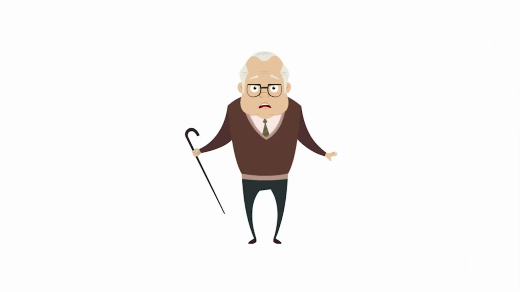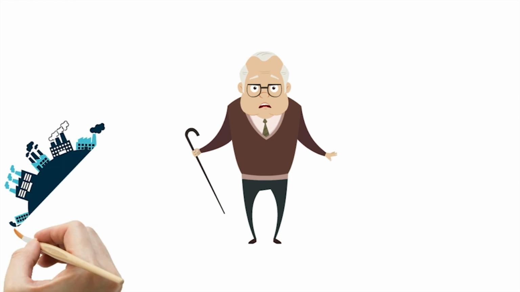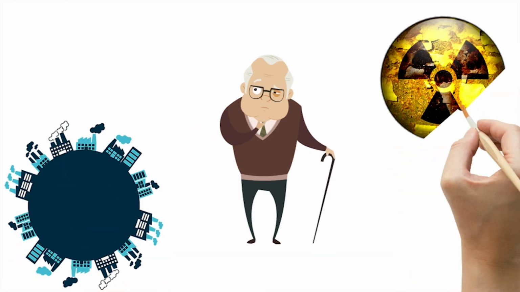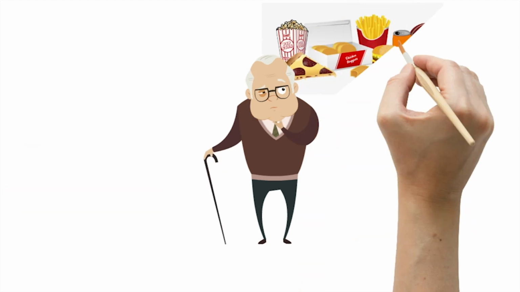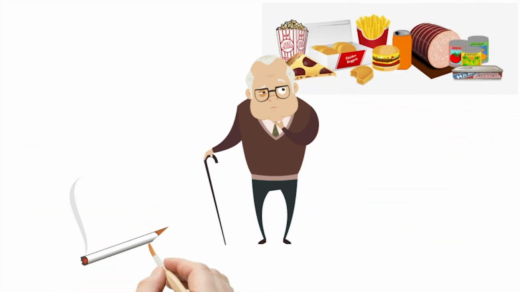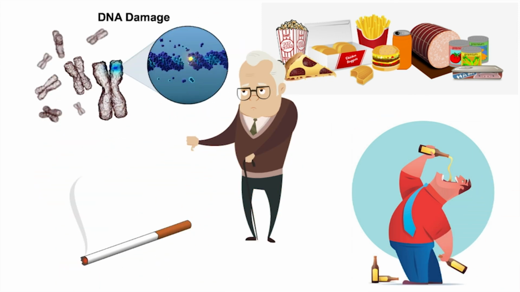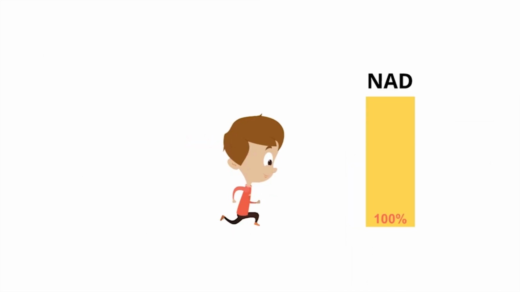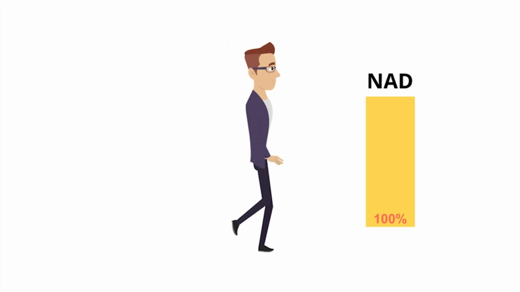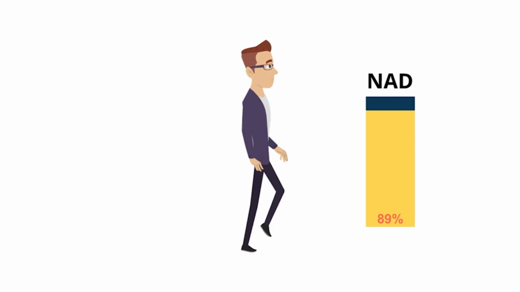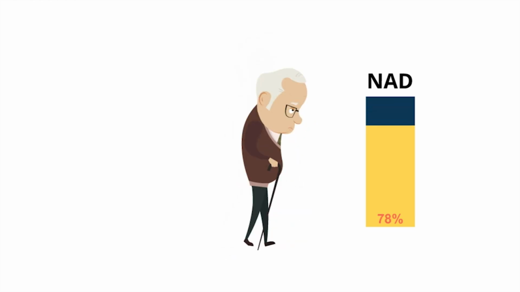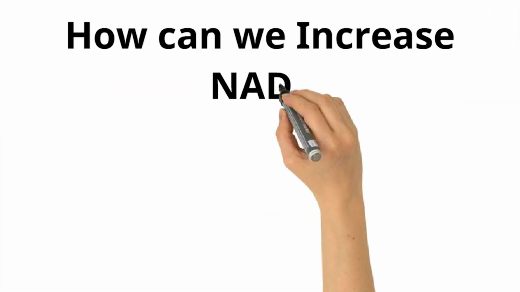As we get older, we gradually amass DNA damage from environmental factors such as pollution and radiation, and from consuming processed foods, smoking tobacco, and excessive alcohol consumption. That said, all our cells do contain the wherewithal to repair this inevitable DNA damage, and in our younger years we do this very effectively. Unfortunately, as we age, our natural levels of NAD decrease, so there is less of it around to repair our ever-degrading DNA. So how can we increase our NAD?